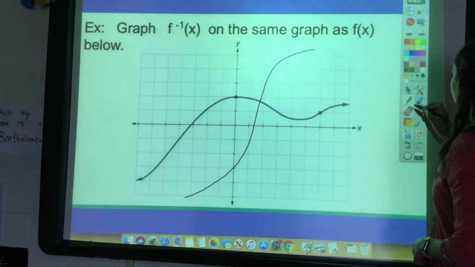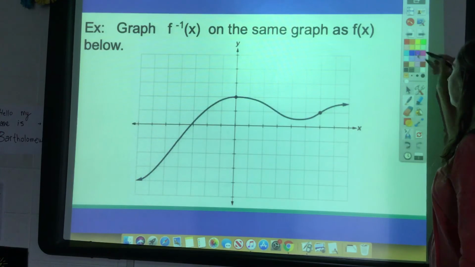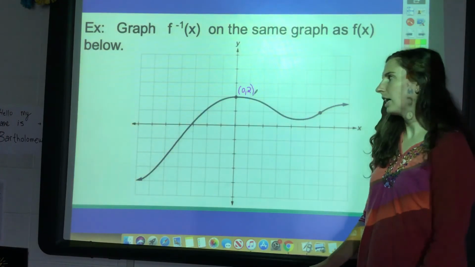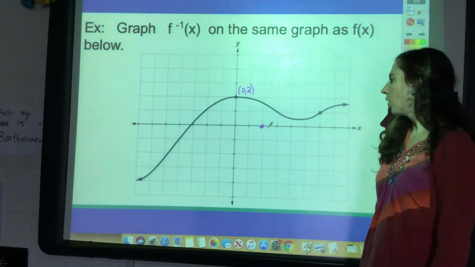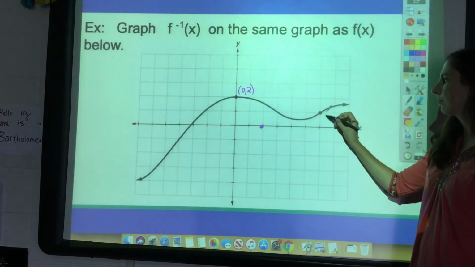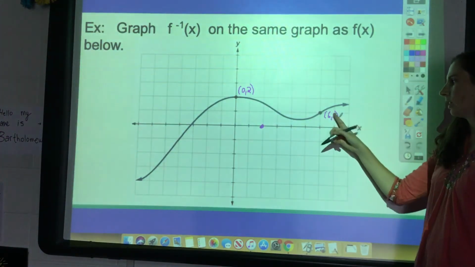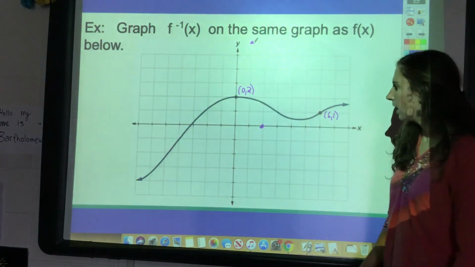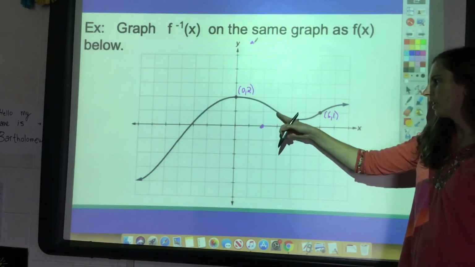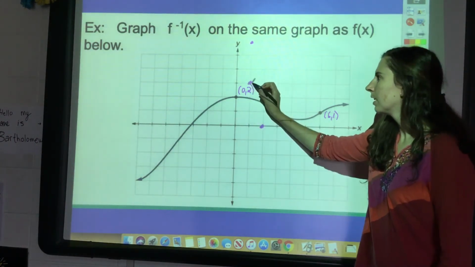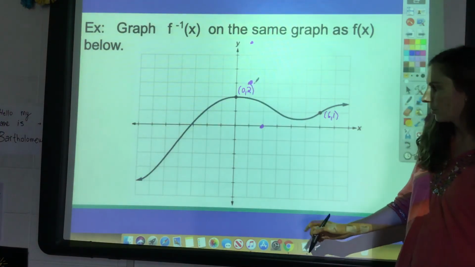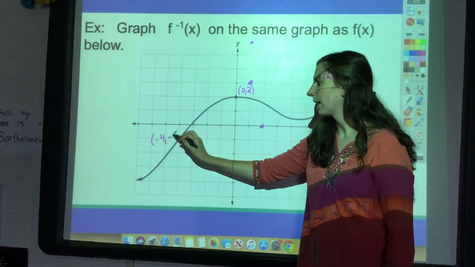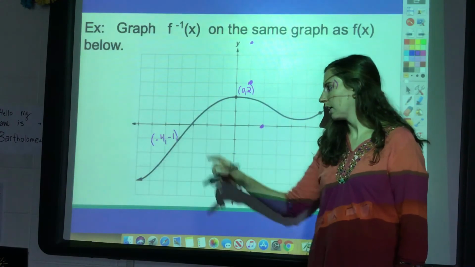What I'm going to do instead is pick some points like 0, 2, and flip it for the inverse, so 2, 0. Or this is the point 6, 1. So I'll graph the point 1, 6 for the inverse. 1, 2, 3, 4, 5, 6. There's some others here, like 3, 1 would become 1, 3. Or on the other side, we've got like negative 1, 2, 3, 4, negative 1. So negative 4, negative 1 would become negative 1, negative 4.